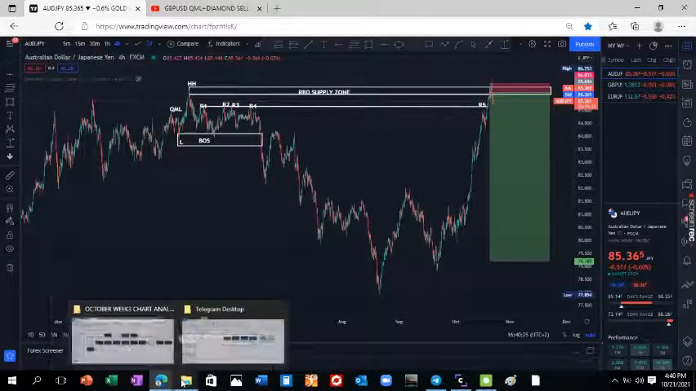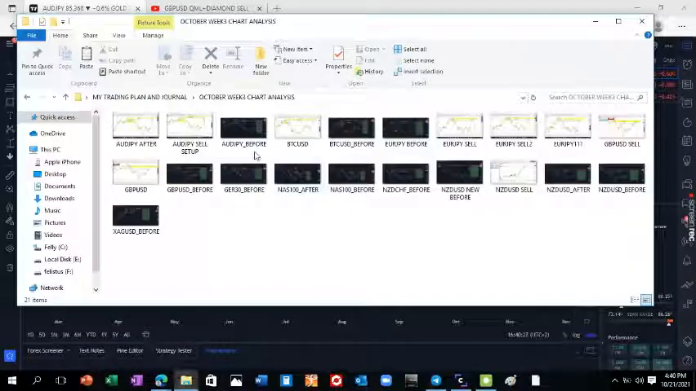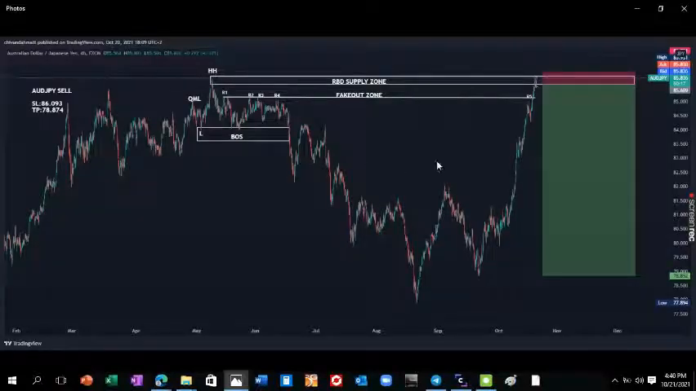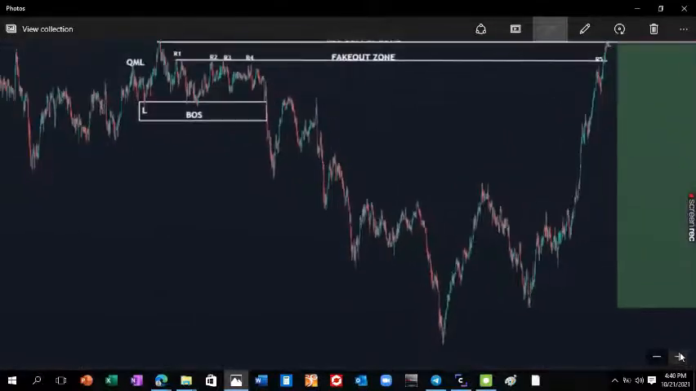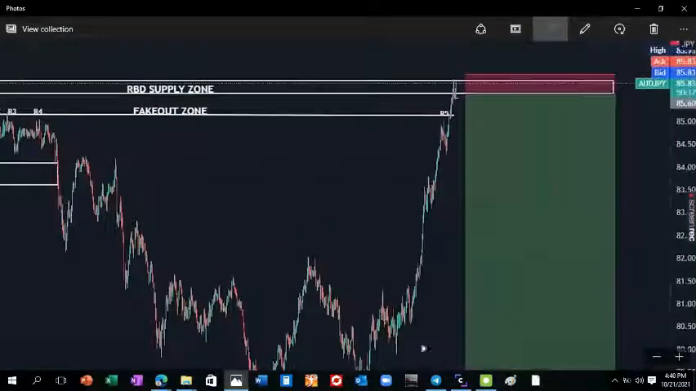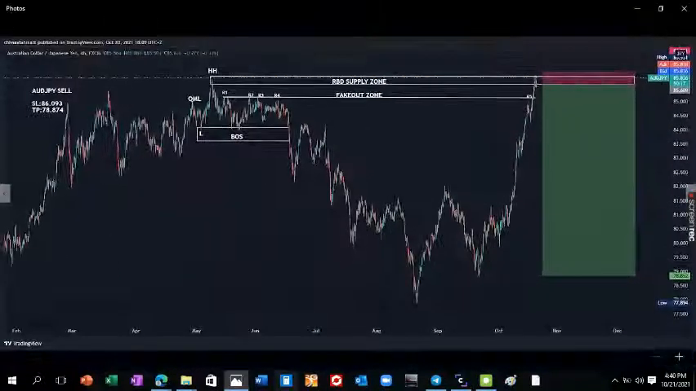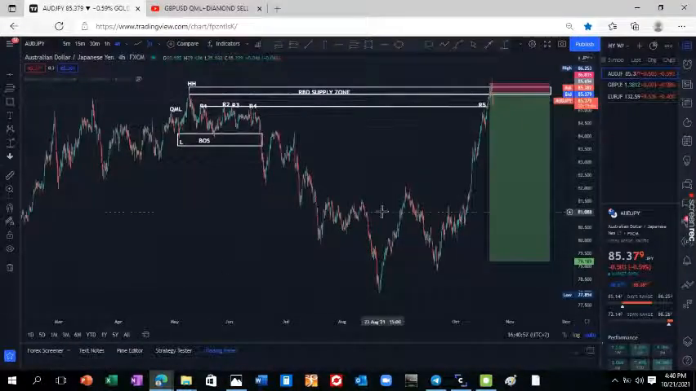So let me show you the setup before. The setup of Audjpy was here. I shared this setup with my private community. You can see my stop loss was right there, above somewhere there. Then I was taken out. Probably it was too close. I was hoping for price to drop right there, and then price literally just went through and I was taken out, and price dropped in my favor.